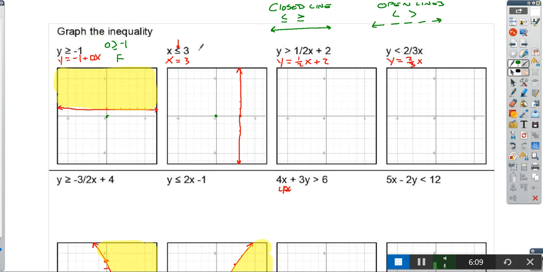So let's plug in 0. So we get 0 is less than or equal to 3. That is a true statement, isn't it? 0 is less than 3, which means (0, 0) is inside the shaded area. So I'm going to shade everything to the left of the line, because when I plugged in a point on the left of the line, I got a true statement.